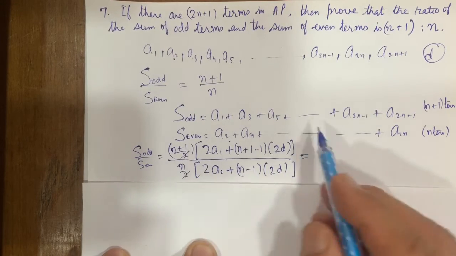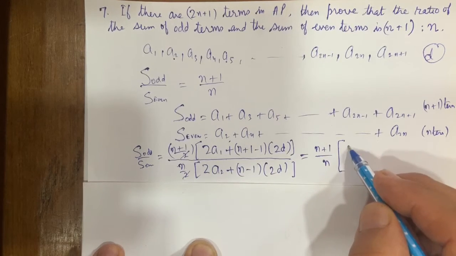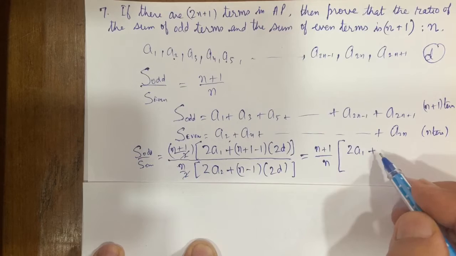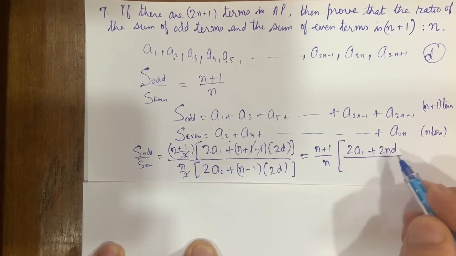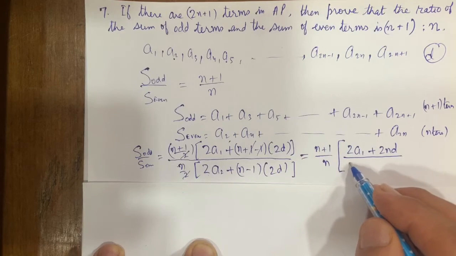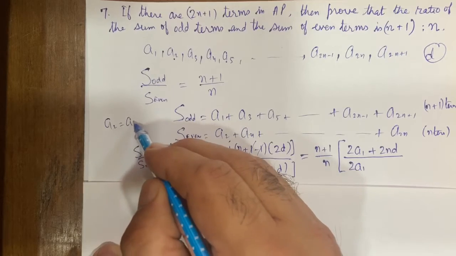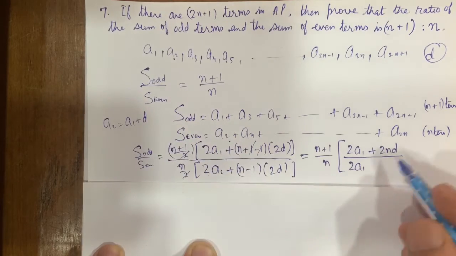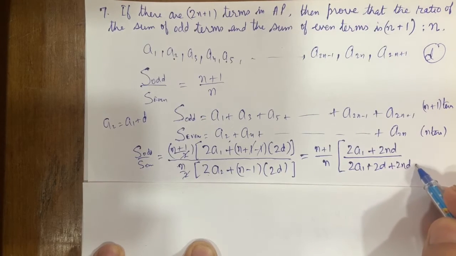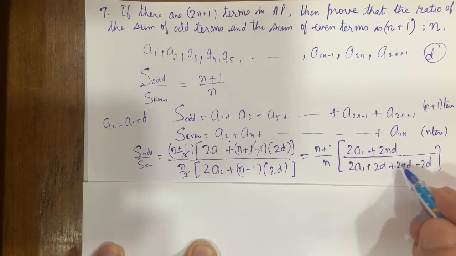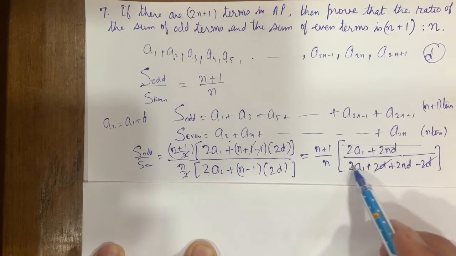Cancel out this. This is (n plus 1) upon n. Inside we have 2a1 plus, this will cancel out, this is plus 2nd, and 2a2 is 2 times a1. So what is a2? a2 is a1 plus d. 2 times a2 will be 2a1 plus 2d, plus this is 2nd and minus 2d. This will cancel out. Now this is same as this, so this bracket will cancel out.